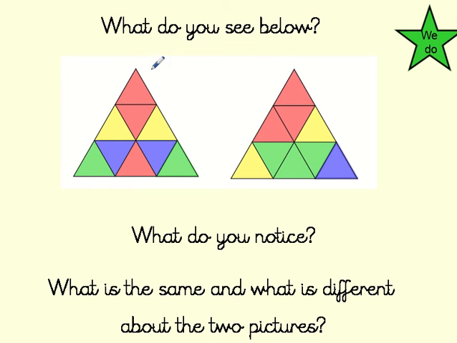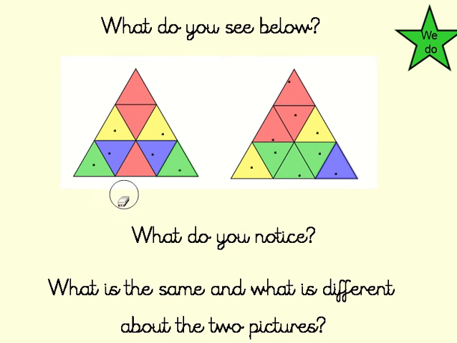Okay, you might notice that both shapes, both pictures are triangles. They've got 1, 2, 3 sides. You might have noticed that inside each of the triangles there are some other small triangles. Let's count. How many are there? 1, 2, 3, 4, 5, 6, 7, 8, 9. What about this one? 1, 2, 3, 4, 5, 6, 7, 8, 9. So there's 9 smaller triangles.